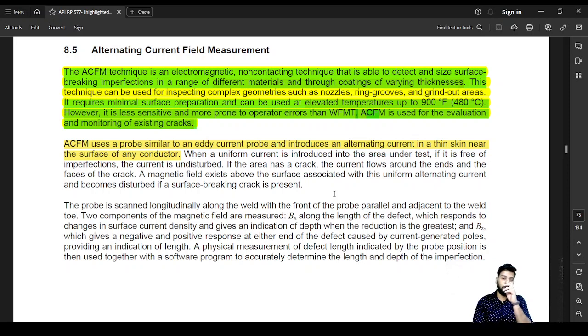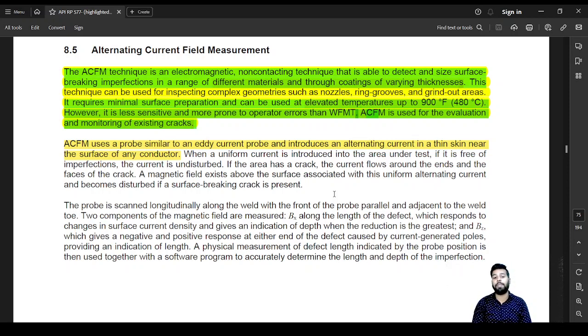This technique can be used for inspecting complex geometry such as nozzles, ring grooves, and grind out areas. It requires minimal surface preparation and can be used at elevated temperatures up to 480 degrees Celsius. However, it is less sensitive and more prone to operator errors than wet fluorescent magnetic particle testing. ACFM is used for evaluation and monitoring of existing cracks.